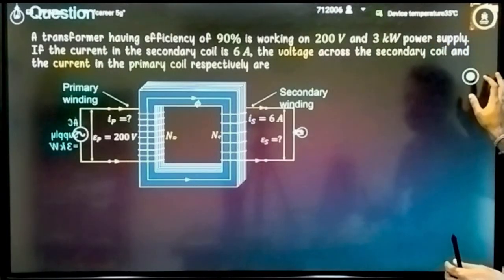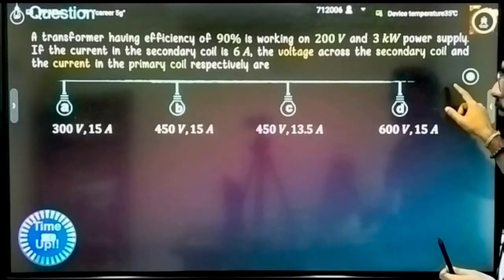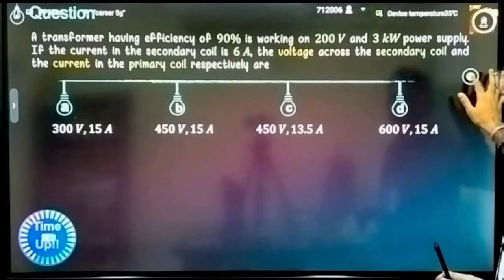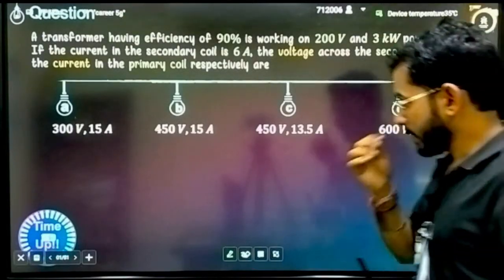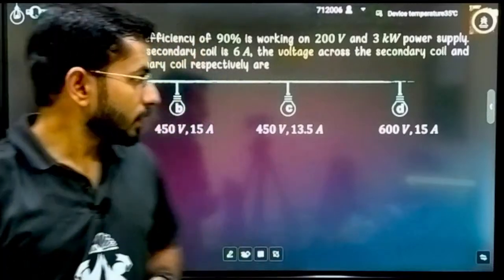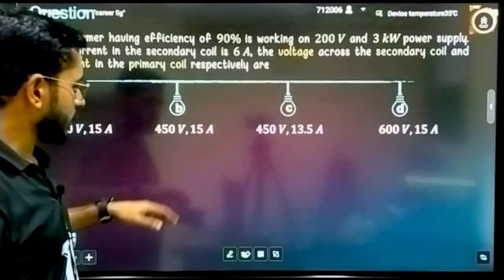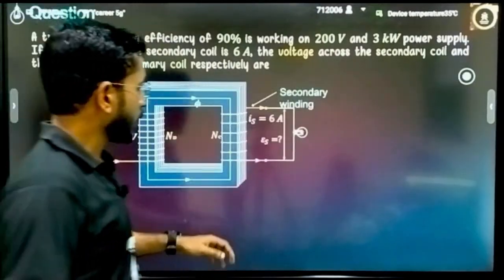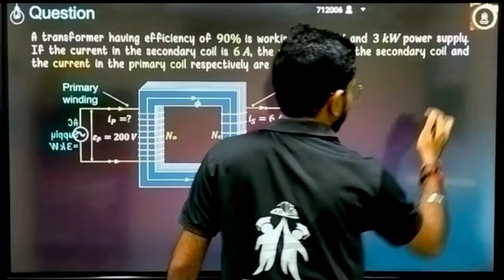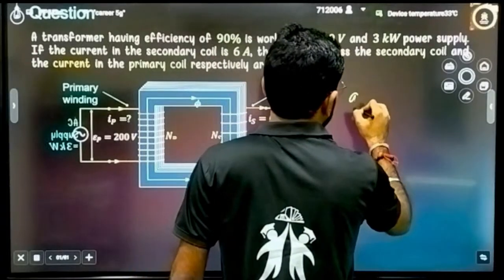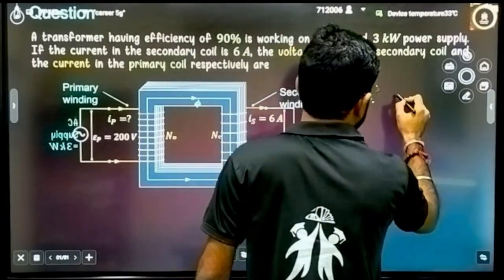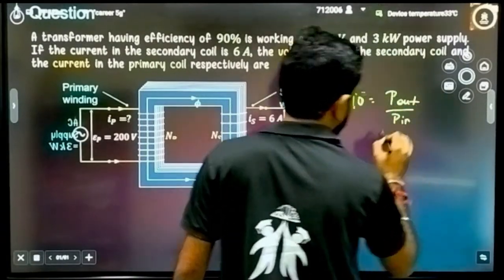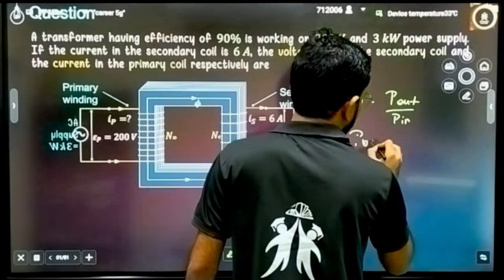So how will you do that? Let's see. These are the options that you will be having. Let's solve it here. Efficiency, that is 90%, is equal to output power divided by input power.